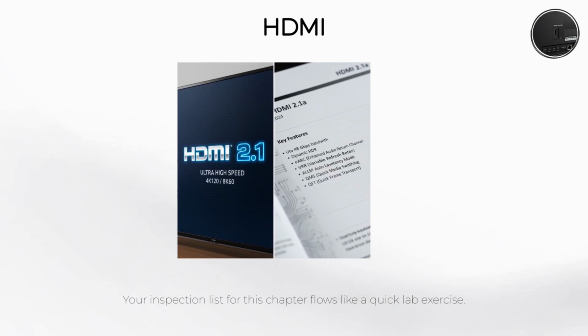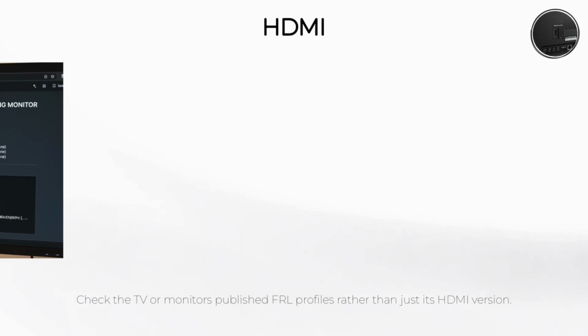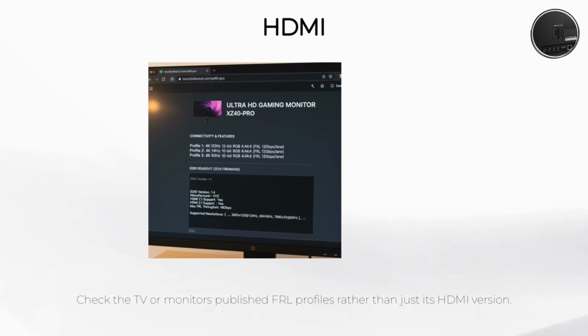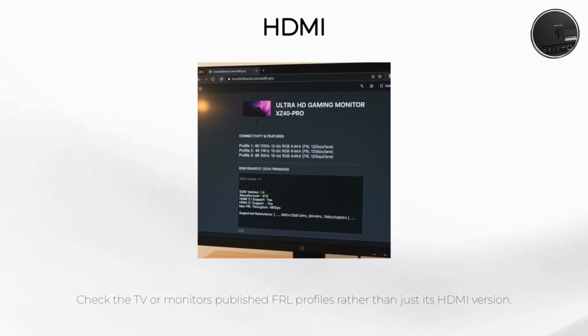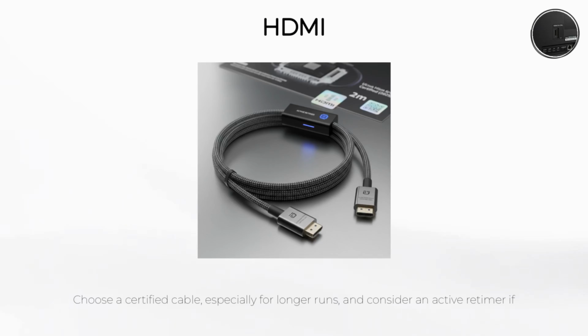Your inspection list for this chapter flows like a quick lab exercise. Check the TV or monitor's published FRL profiles rather than just its HDMI version. Confirm that your source exposes the needed profile and pixel format in its settings or EDID readout. Choose a certified cable, especially for longer runs, and consider an active retimer if you're pushing placement beyond a couple of meters. The reward for this extra 10 minutes of diligence is a link that behaves predictably, not a weekend of swapping settings until something accidentally sticks.